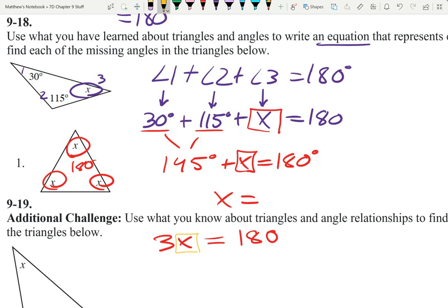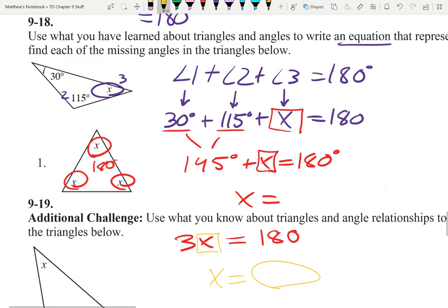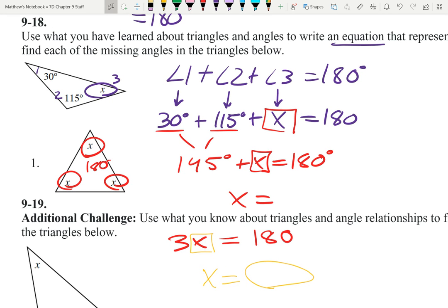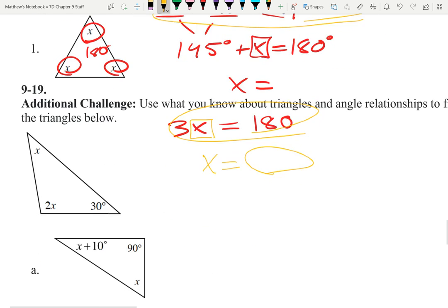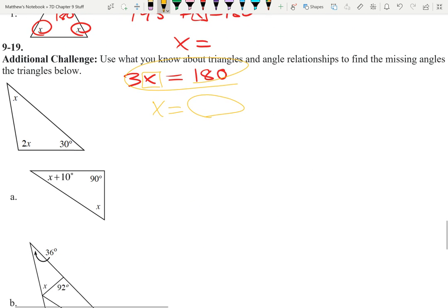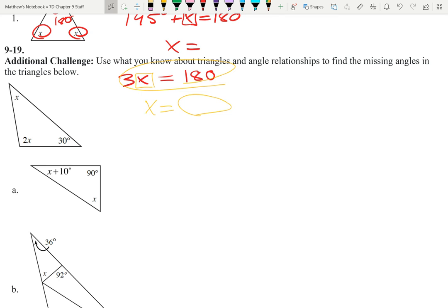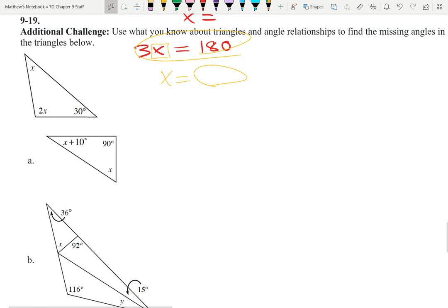And then when you get the answer there, you're going to have x equals, and that's going to be the second answer to 18. So make sure you set up the problems just like we did here and we did down here and solve. And then additionally, use what we know about triangles and angle relationships to find the missing angles in the triangles below.